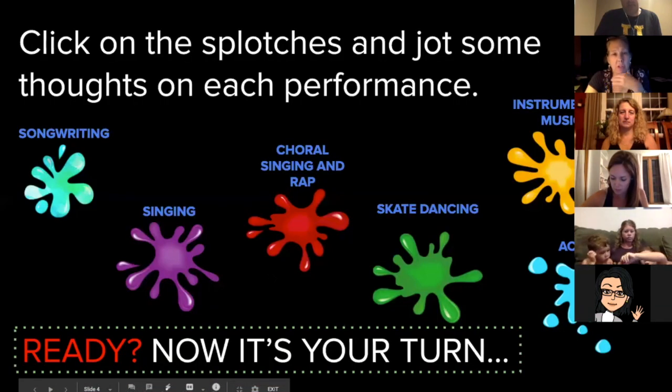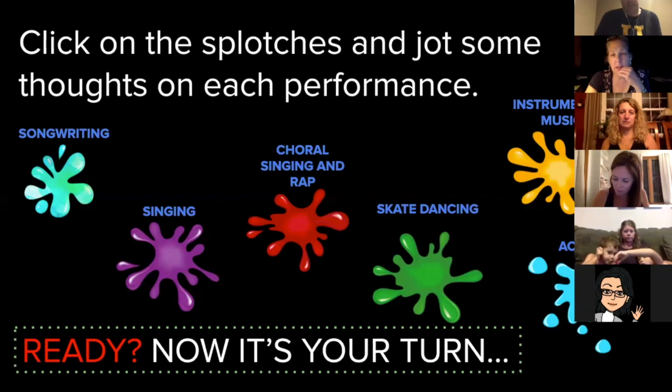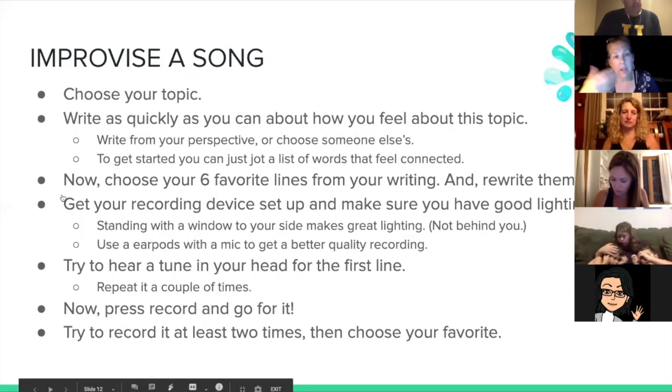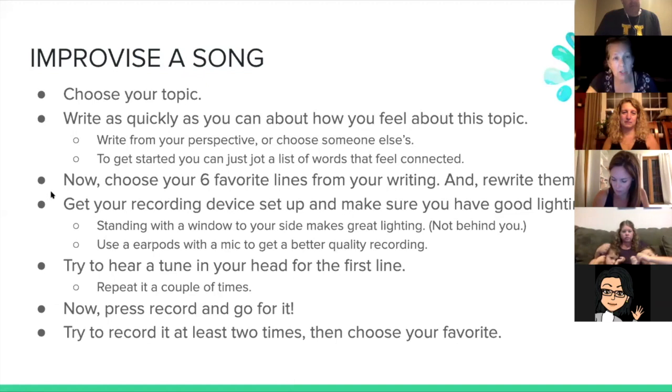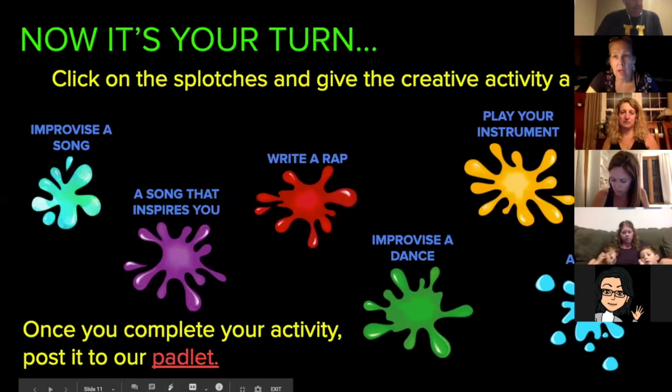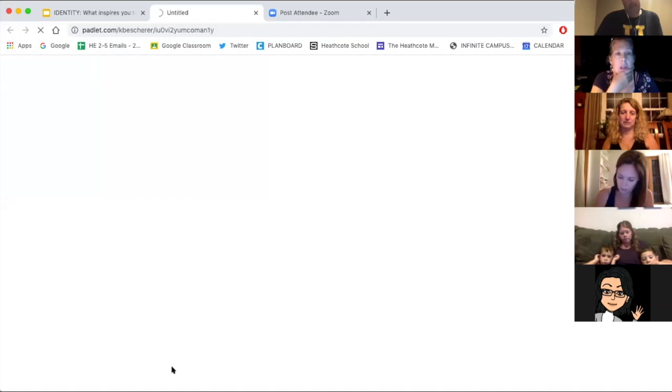So there are a bunch of different performances. I even chose activism as a type of performance, and then it was time for their turn. When they click on the matching splotch, it gives them a breakdown on how to do an activity and to record themselves. Once they were done, they could do all of it, one of it, or none of it, but they could share it.